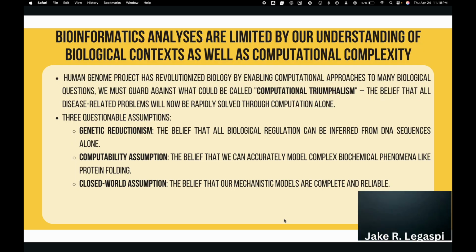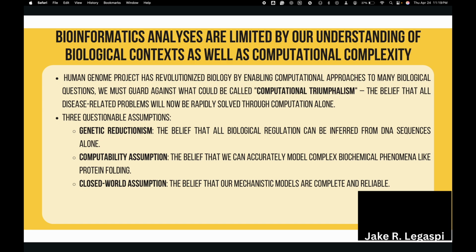While the Human Genome Project has revolutionized biology by enabling computational approaches to many biological questions, we must guard against what could be called computational triumphalism, the belief that all disease-related problems will now be rapidly solved through computation alone. This optimism rests on three questionable assumptions. First, genetic reductionism, the belief that all biological regulation can be inferred from DNA sequences alone.